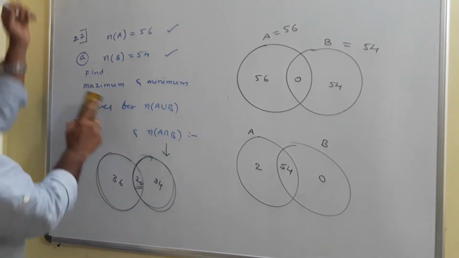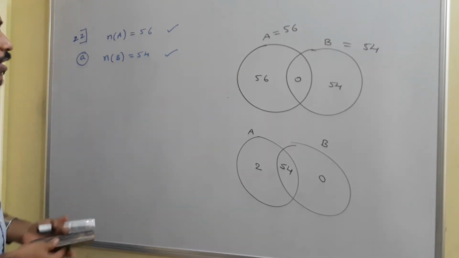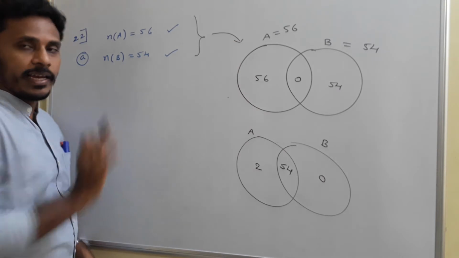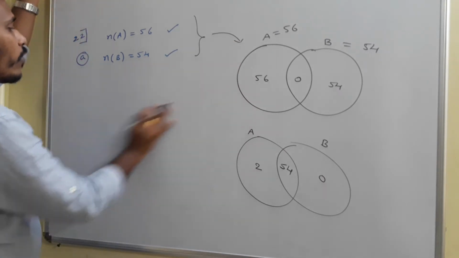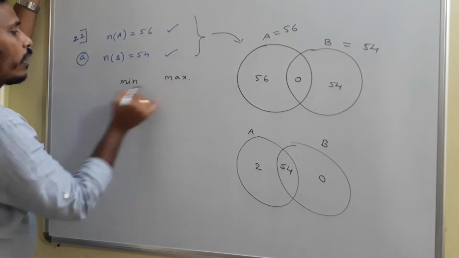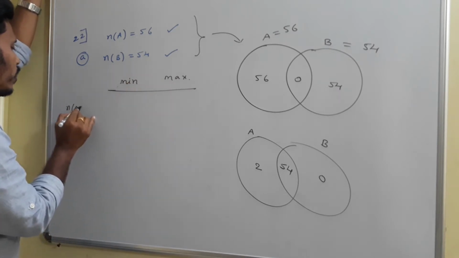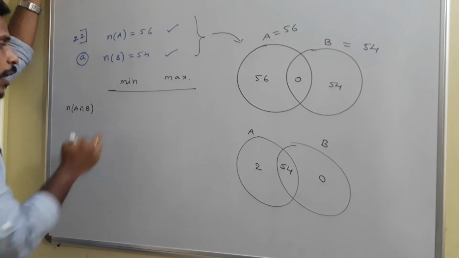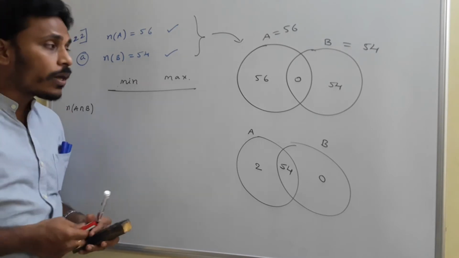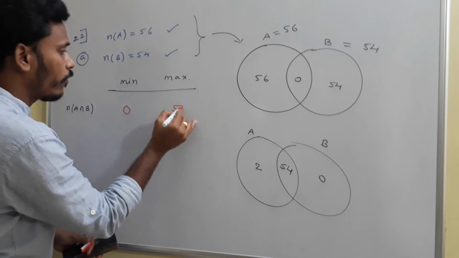First of all, I will write this and I will discuss it for you. n of A is given as 56, n of B is given as 54, and based on these two we have the extreme Venn diagrams. Now if anybody asks you to find the minimum and maximum, there are many questions. See, n of A is 56, n of B is 54. What can you say about the minimum possible value of n of A intersection B as well as the maximum possible value of n of A intersection B? It is very clear that the minimum possible value is 0 whereas the maximum possible value is 54.